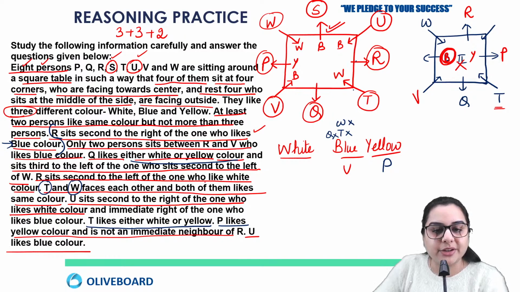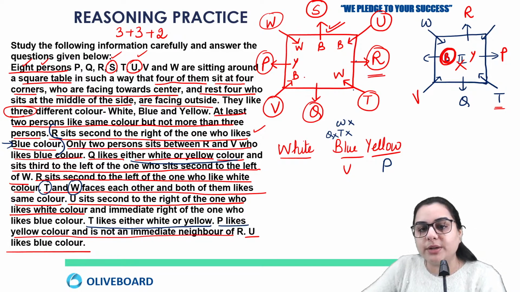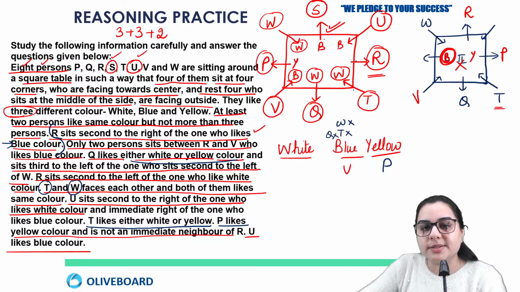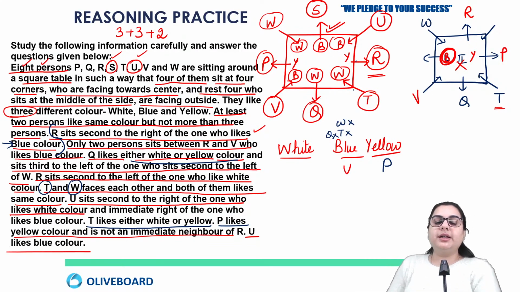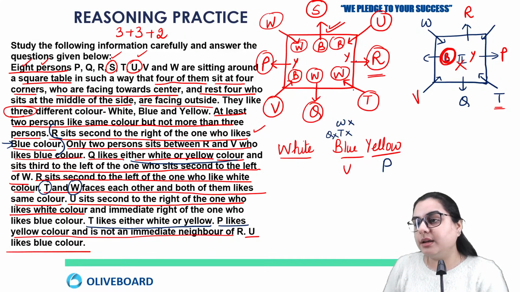R sits second to the left of the one who likes white color. So it is Q who likes white color. So we are done with three white colors, and three blue colors. And we are left with just yellow color, which will be liked by P and R.